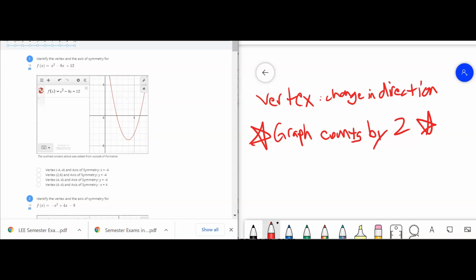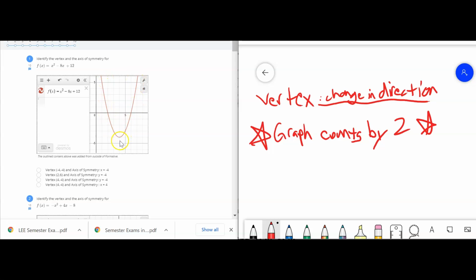Okay, now the vertex we said is the change in direction. So where does this thing change direction? This thing's going down, then it starts going up, so right around there I have a change in direction. That minimum, that bottom of the parabola, is my vertex, and when I click it, there it is: 4, -4. I'm looking at my answers, and some of these have 4, -4. Great. Now the second part is axis of symmetry.